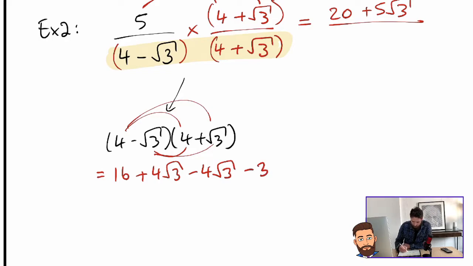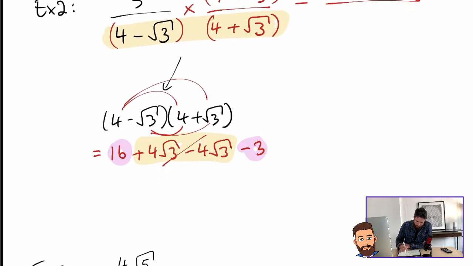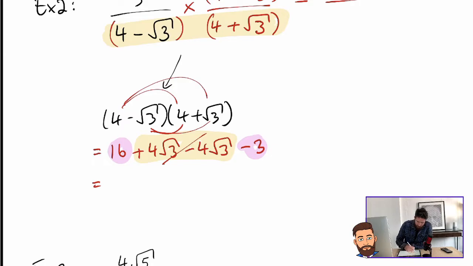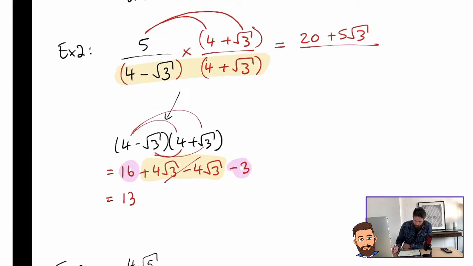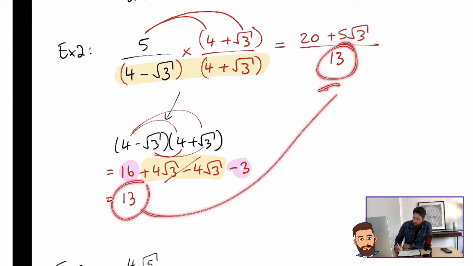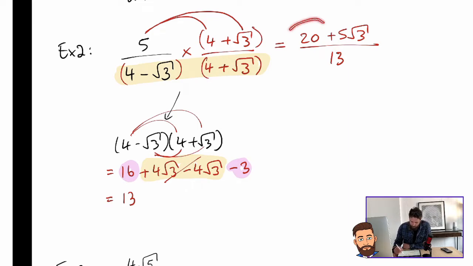So again, we can tidy up now. We've got 16 and minus 3. And then luckily for us, these surds, these 4 root 3s are going to cancel. So we're just going to end up with 16 minus 3, which is 13. So again, our final answer, 13 on the bottom, we will get 20 plus 5 root 3 over 13.